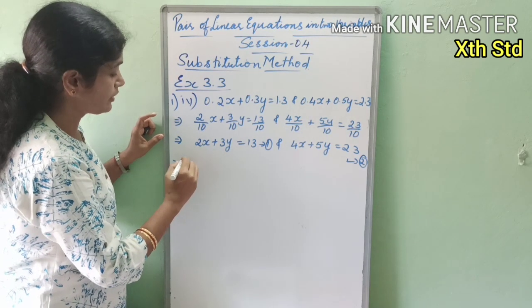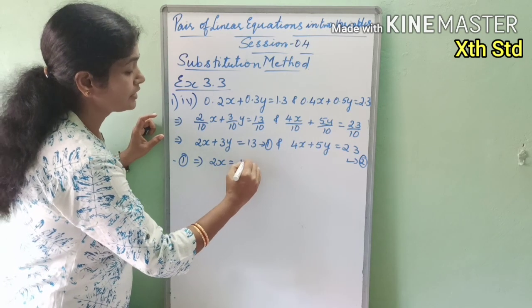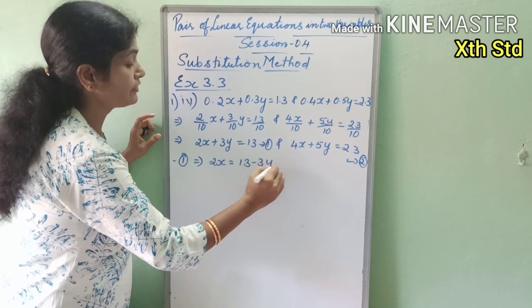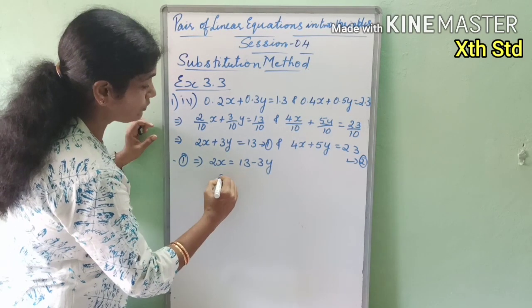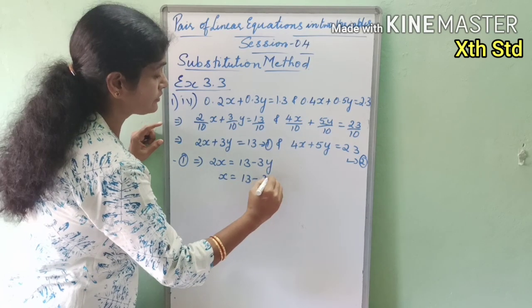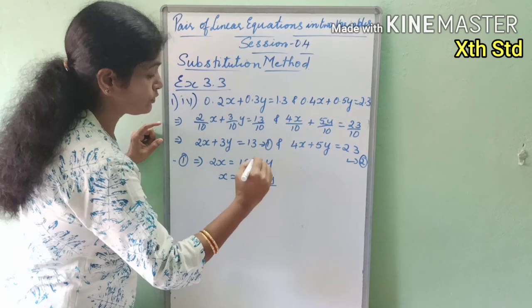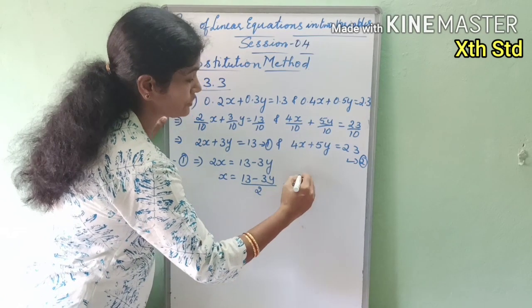Which one will you take? Equation 1. Equation 1 implies 2x is equal to 13 minus 3y. We are writing x in terms of y in this equation. Therefore, x is equal to (13 minus 3y) by 2. Fine. So this equation we are going to substitute.